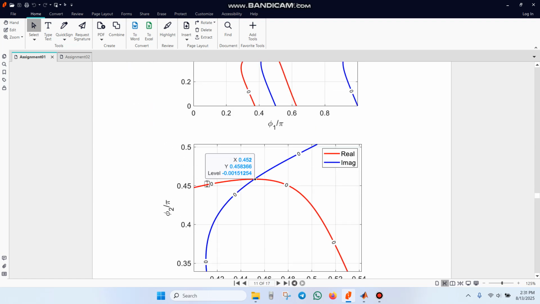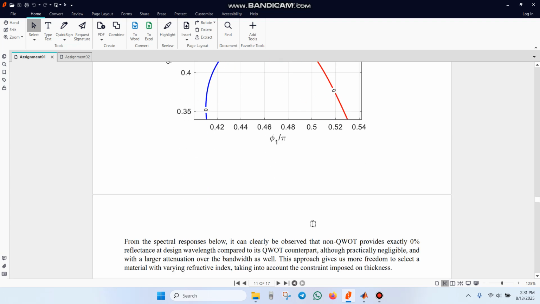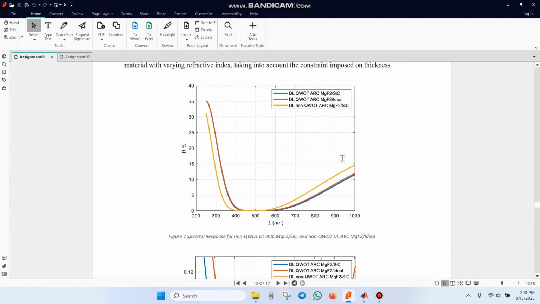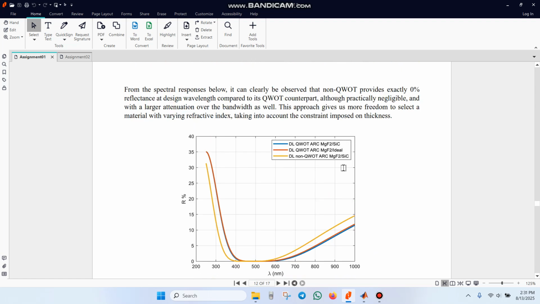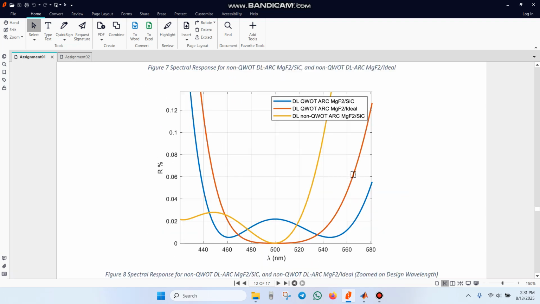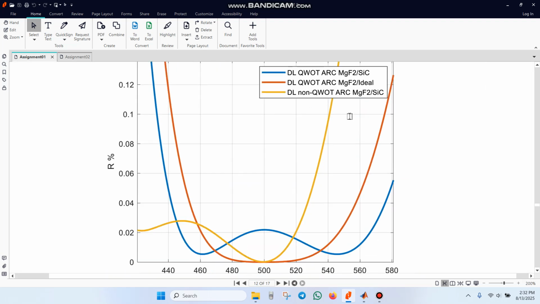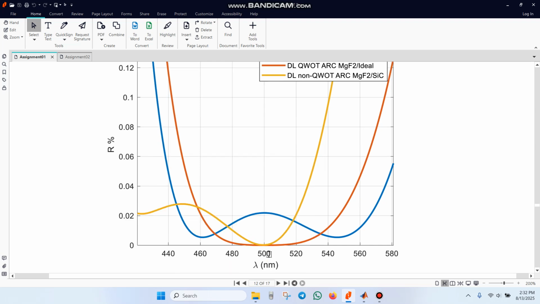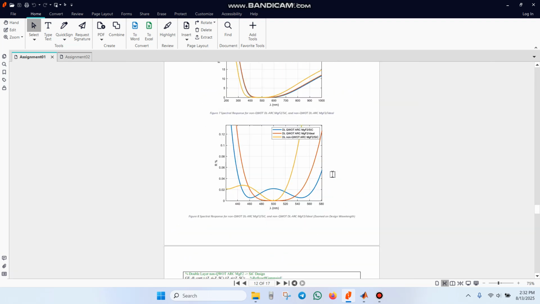And we selected one of the points. We simply took out phi 1 and phi 2 from that particular point, and then same as before, using the chain of reflection coefficients and impedances from the transmission line theory, we obtain the following plot. And if we zoom in a bit, we can clearly see that for non-quarter wave optical thickness, it also goes to zero. Although this non-quarter wave optical thickness is not an ideal one, but a real one with magnesium fluoride and silicon carbide, with the only difference of being non-quarter wave thickness. But you can clearly see that at 500 nanometer, the reflectivity goes to zero.